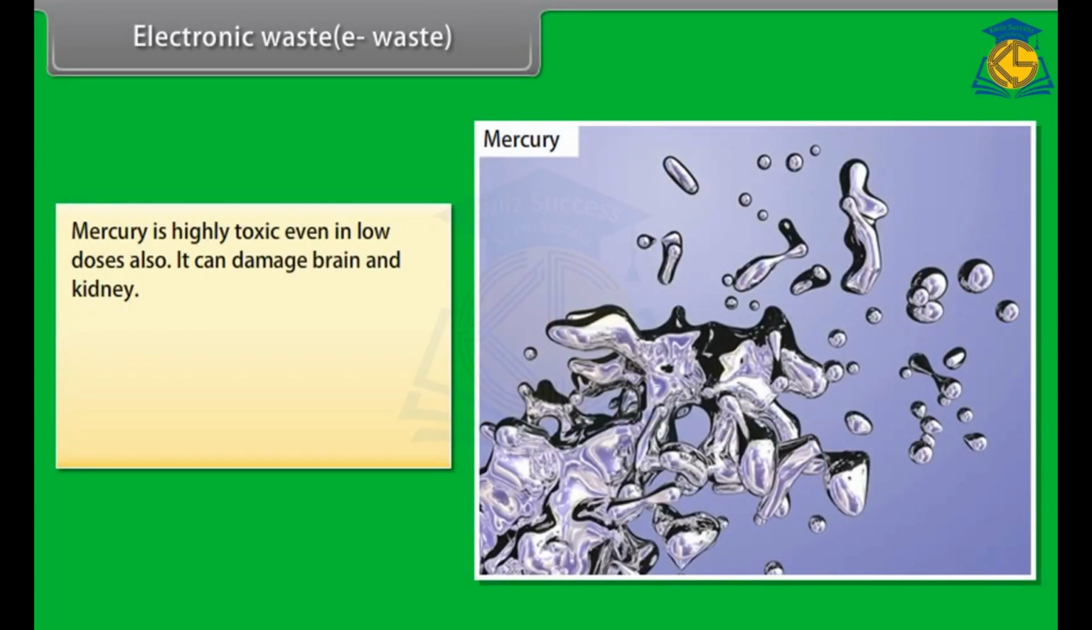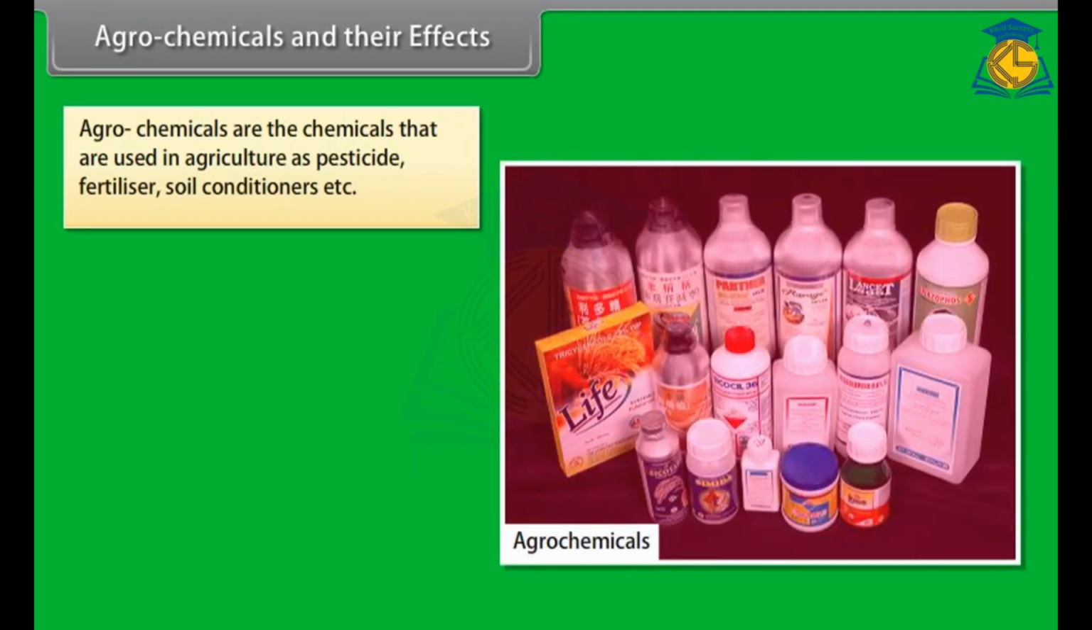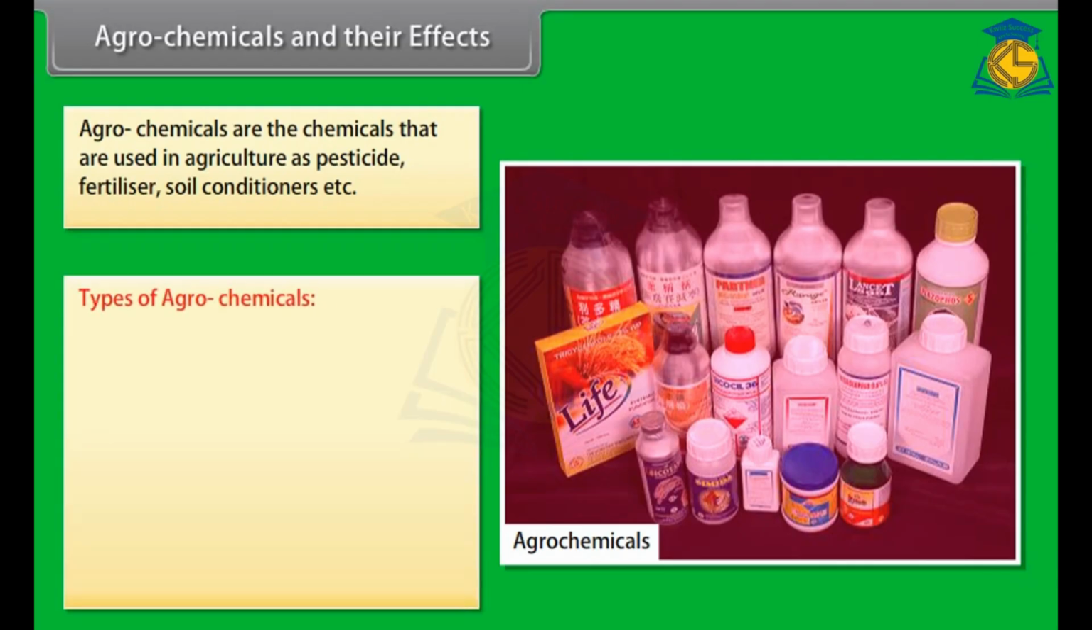Mercury is highly toxic even in low doses also. It can damage brain and kidney. If a person is exposed to high levels of cadmium for a long time, then cadmium can damage kidney, liver and bone. Agrochemicals and their effects. Agrochemicals are the chemicals that are used in agriculture as pesticide, fertilizer, soil conditioners, etc. Types of agrochemicals.